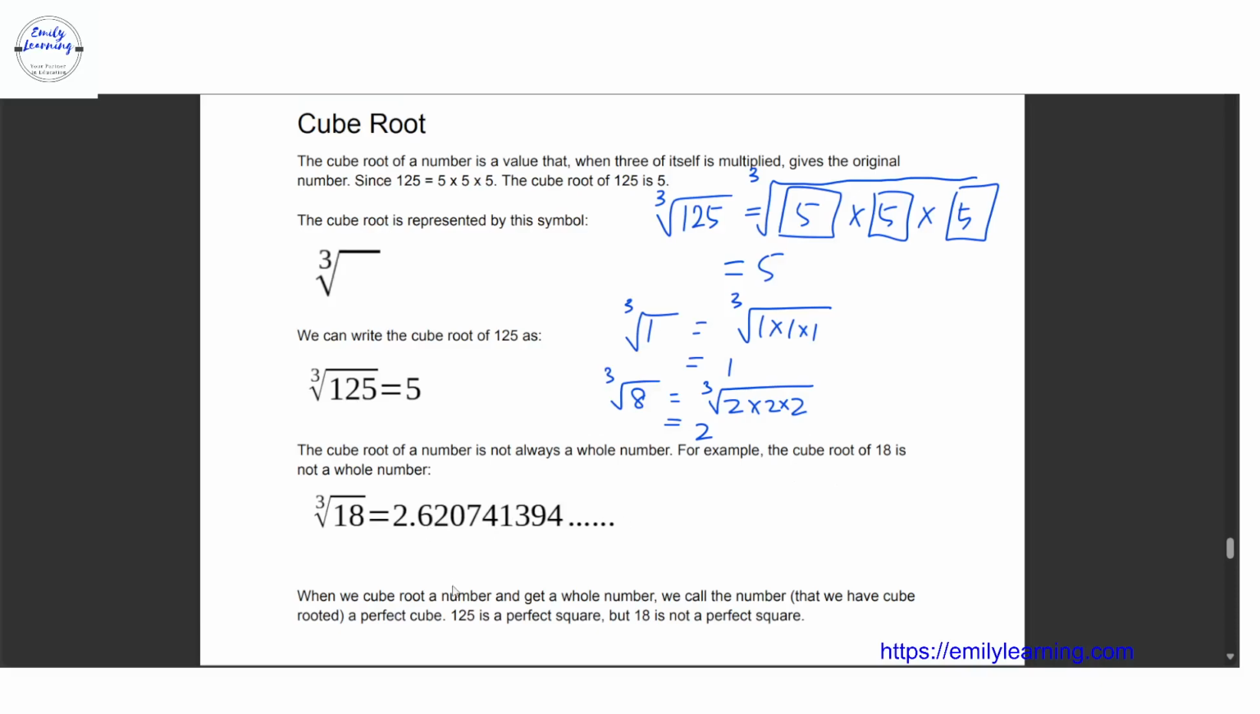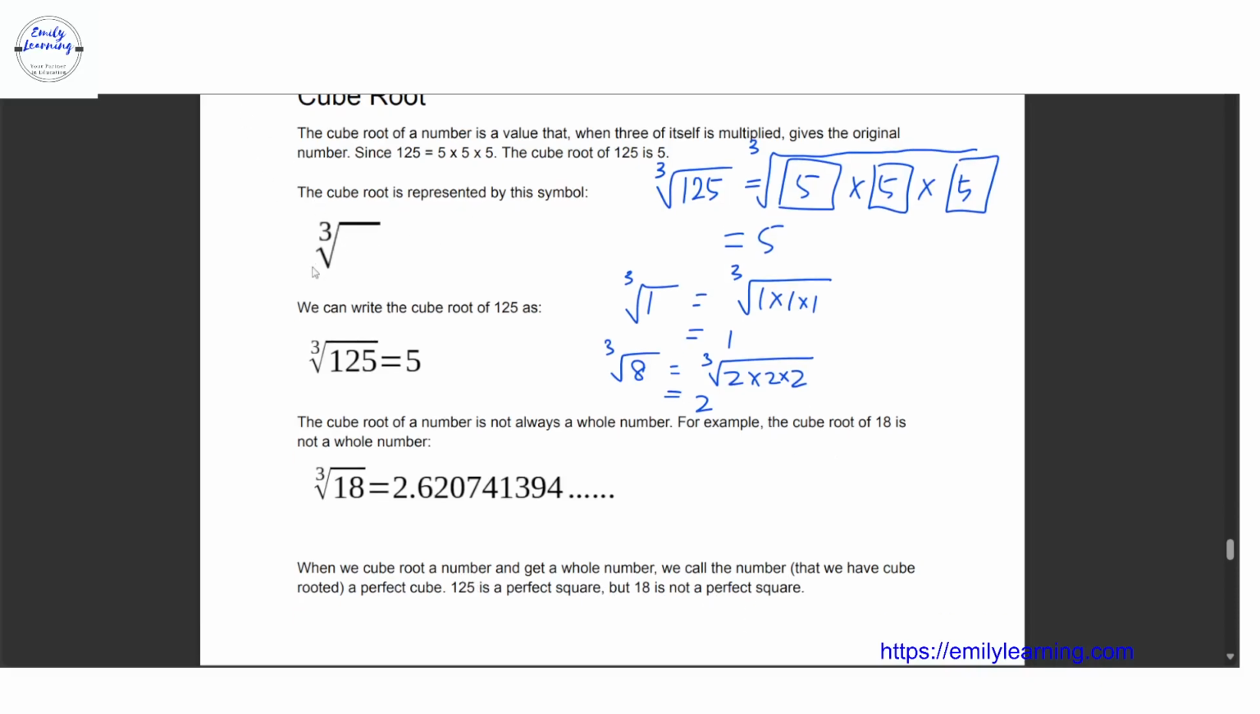When we cube root a number and we get a whole number, we call the number that we have cube rooted a perfect cube. For example, 125 is a perfect cube. But when we cube root 18, we do not get a whole number, so 18 is not a perfect cube.